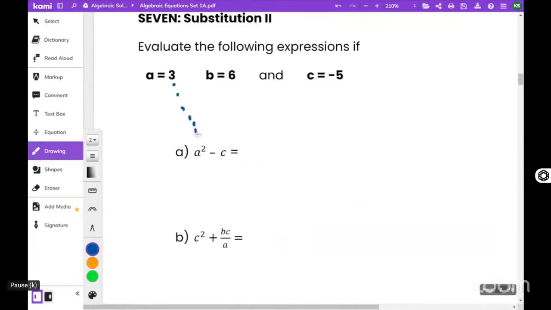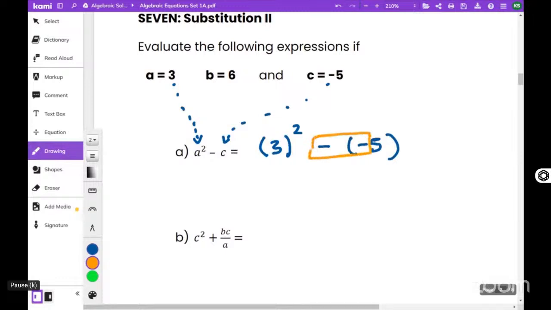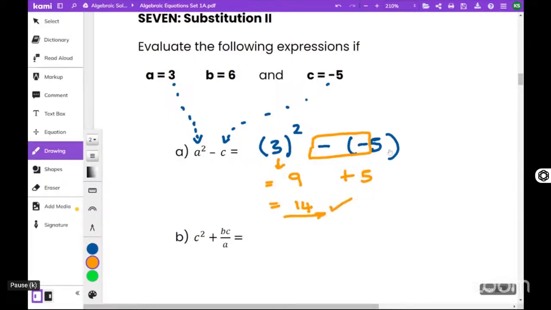The number 3, and it's going to go in a. I'm going to use a bracket because now that's a squared. 3 squared, a squared, minus c. C will go in here, which will become minus 5 for that. All right, so what we have to remember here is that minus and a minus is a plus. And 3 times 3 is 3 squared, which is 9. And 9 plus 5 is 14, and it's done.